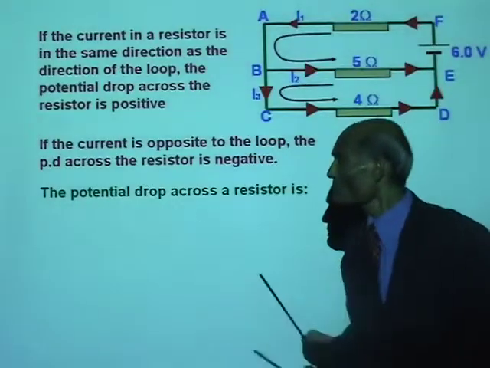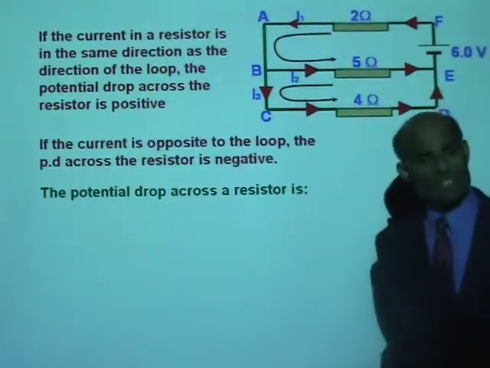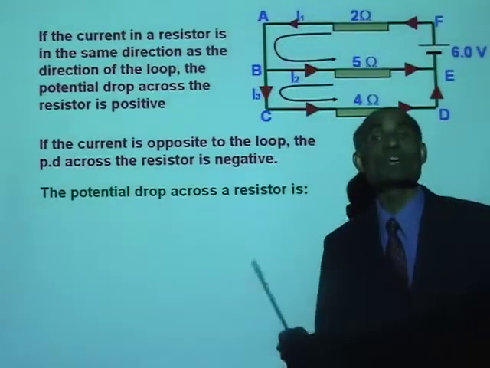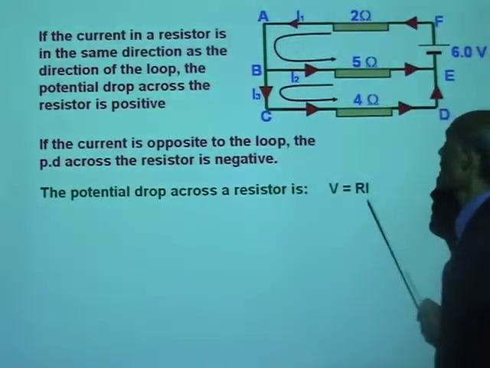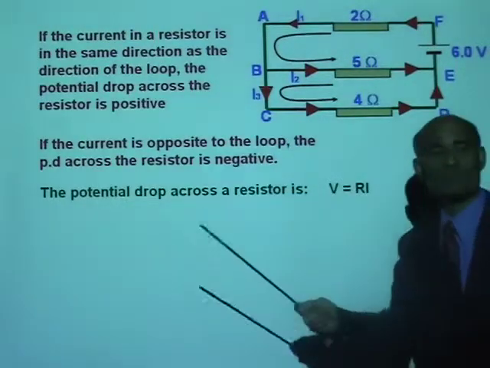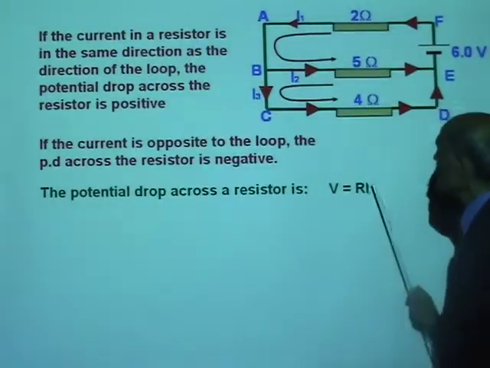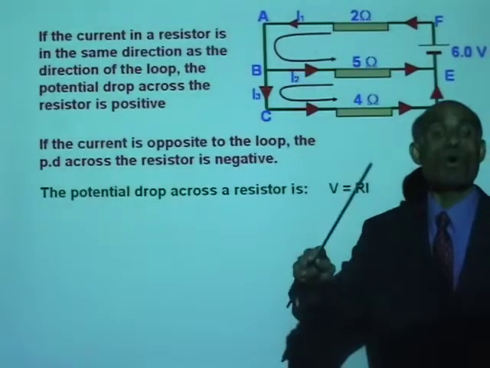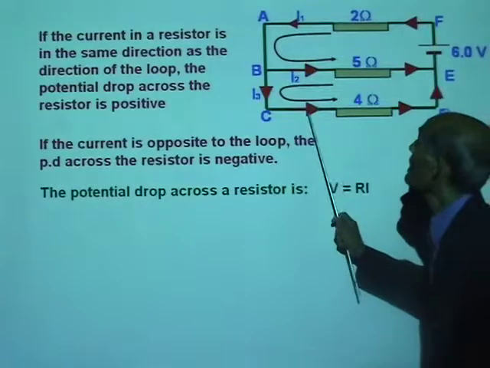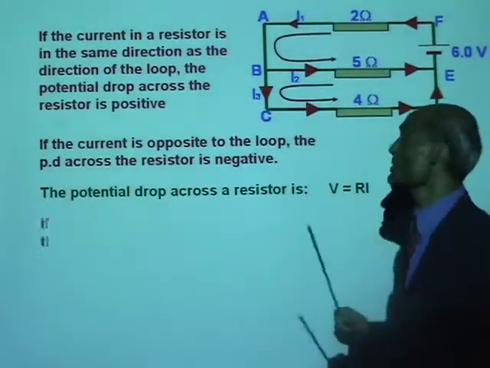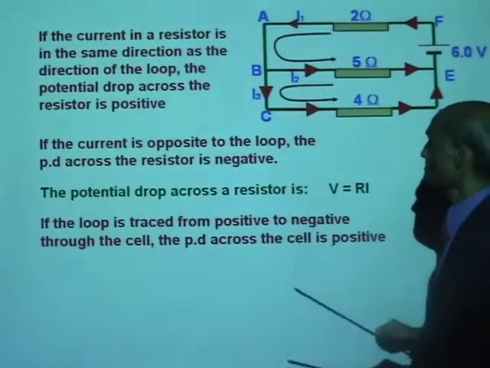Now, what is the potential drop across a resistor? How do you find the potential drop across a resistor? V equals Ri. The potential drop across a resistor is resistance multiplied by the current. And this quantity can have a positive or negative value depending on the direction of the current and the direction of the loop that is traced out.